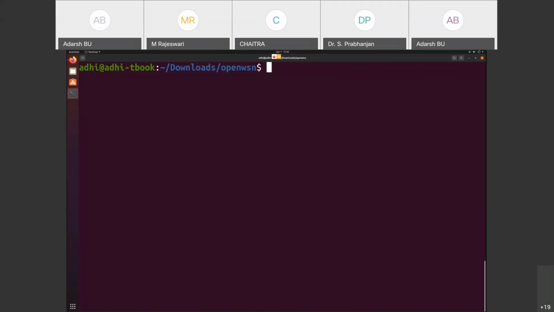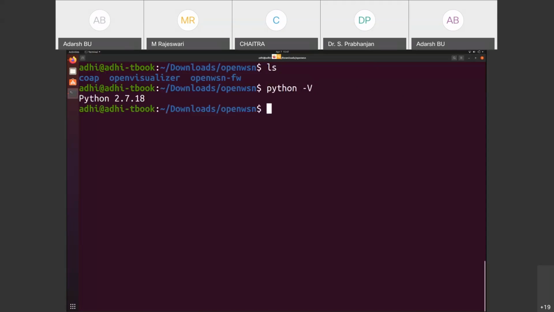Once we have all these repositories from Git side by side, we are good to go and run the simulation. The firmware is really meant for real motes, so we are going to make use of a simulated one here. Also, we are making use of Python too, and some people will face an issue with the Python version. I have Python 2.7.18, or else you will face an error during execution. That's the reason we gave the command apt-get install python-dev.